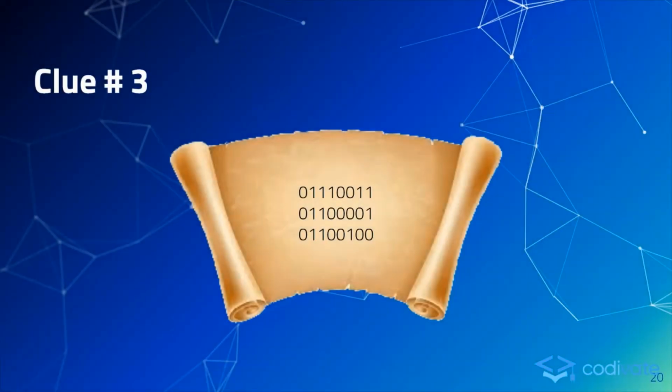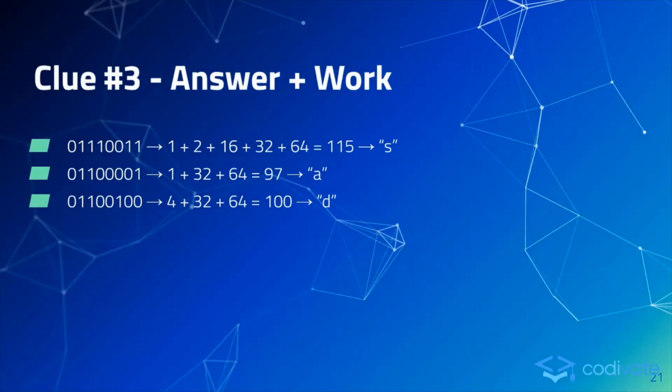This is the third clue. Pause the video so you can convert this binary to a base 10 decimal, and then from there convert that to ASCII. Assuming you finished, let's move on.